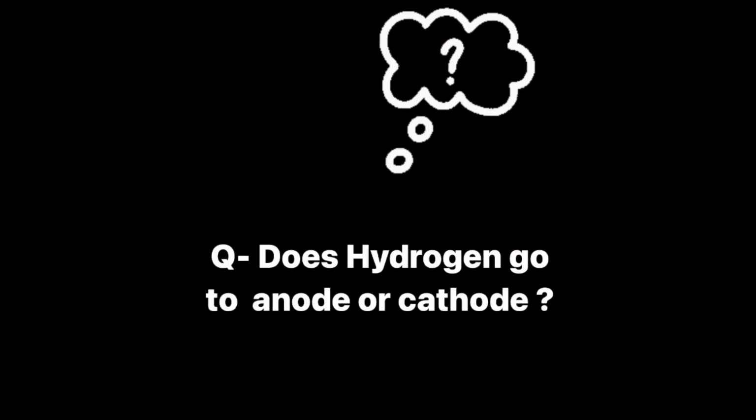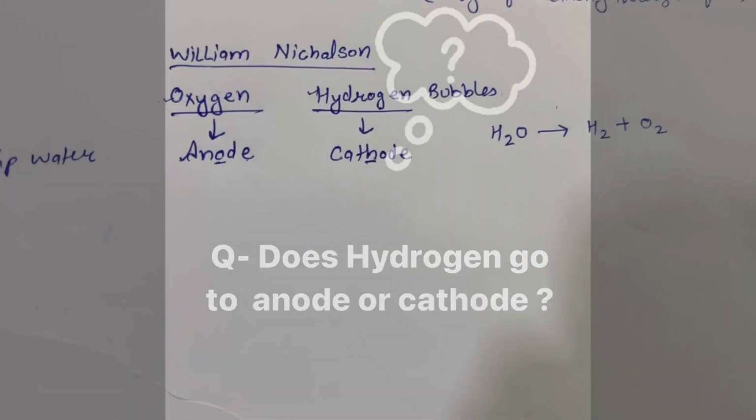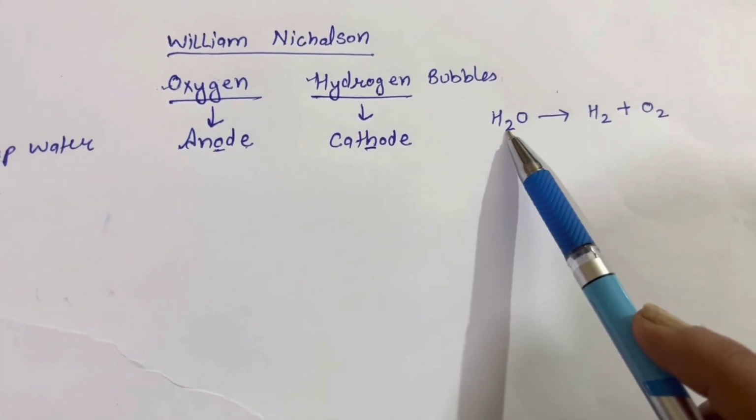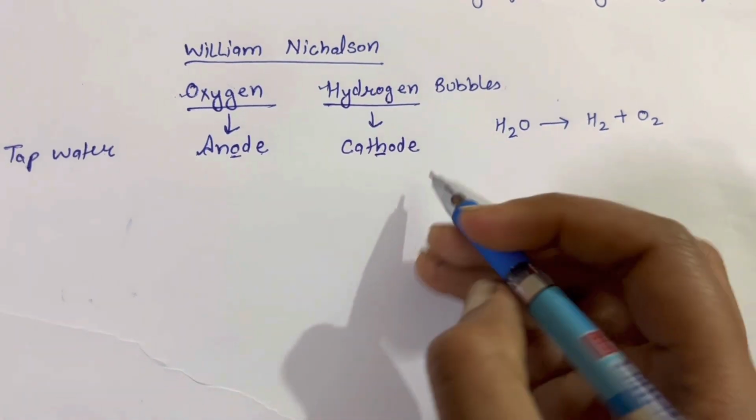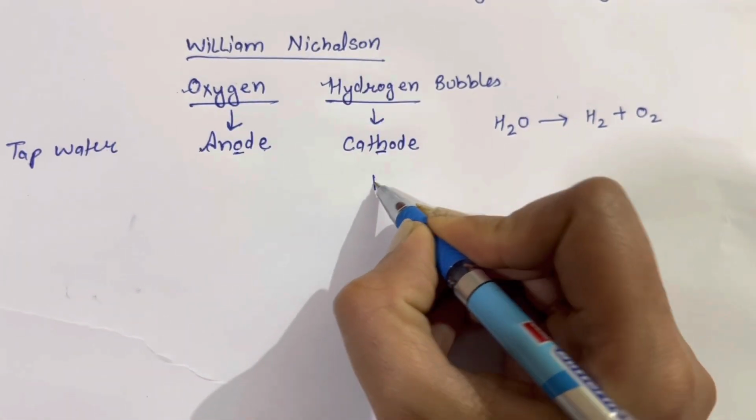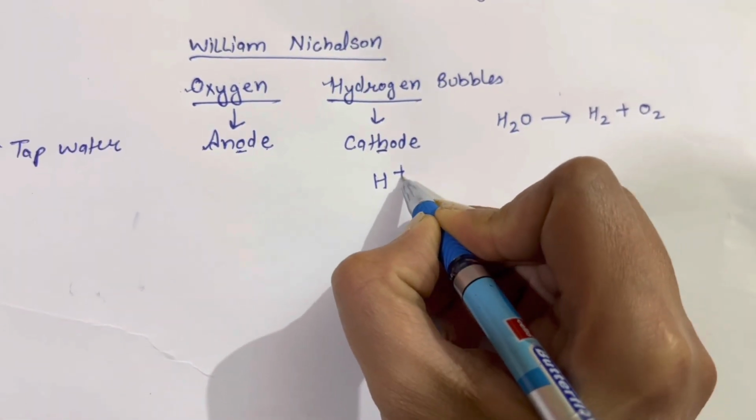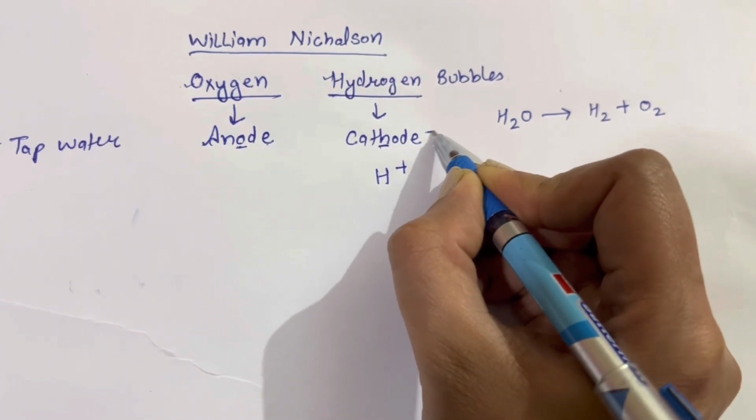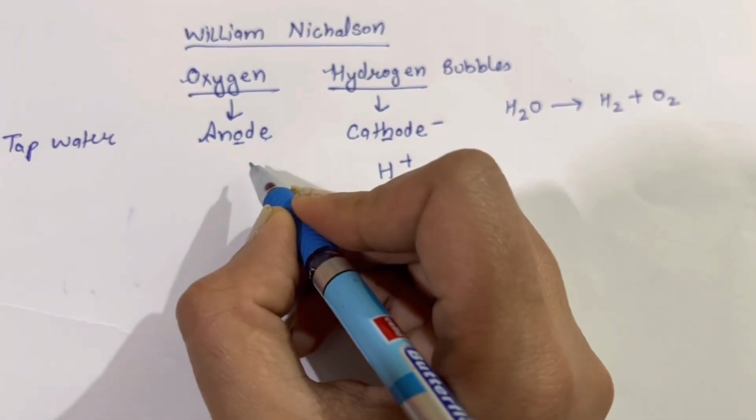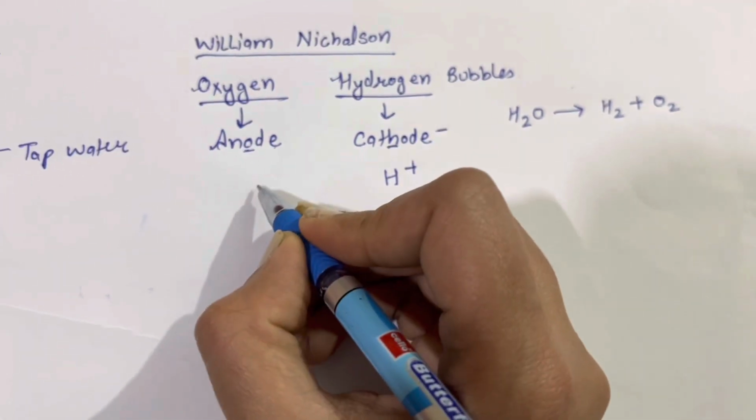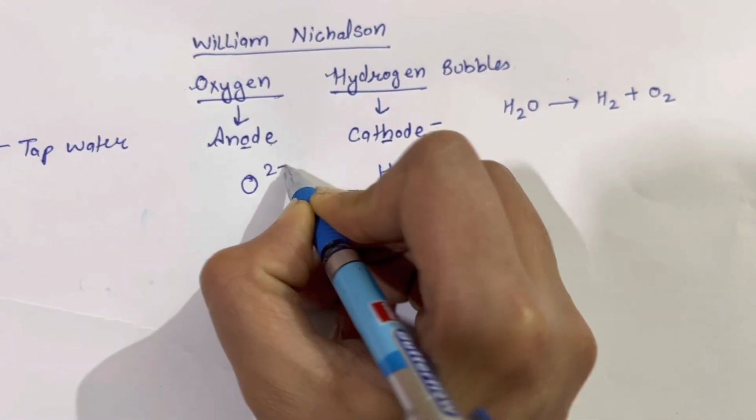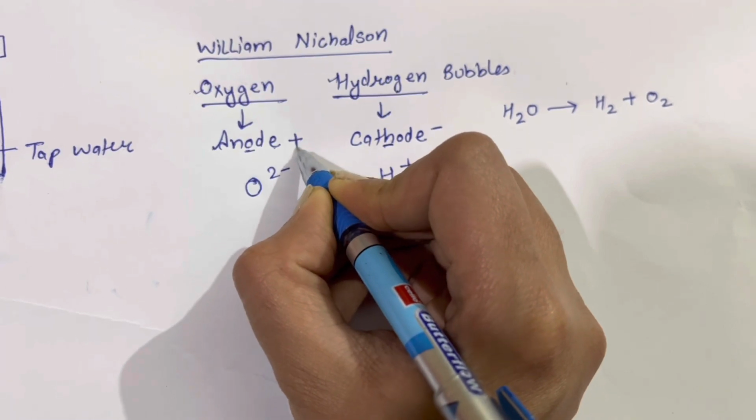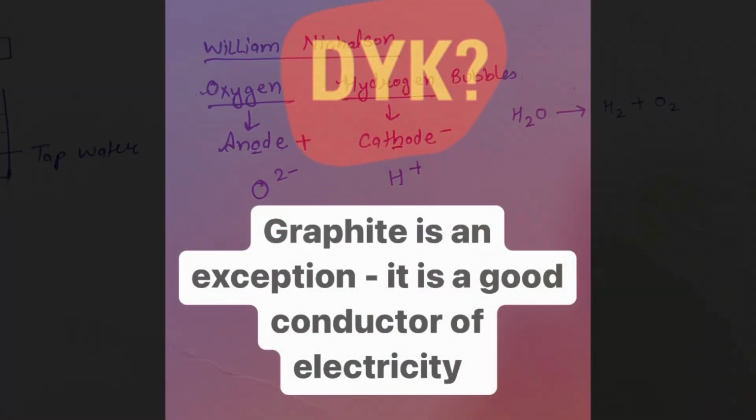Does hydrogen go to the anode or cathode? Let's see. Water decomposed to form hydrogen gas and oxygen gas. As you know, hydrogen forms H positive ions, so it will be attracted toward the negative cathode, and oxygen forms O2 negative ions, so the negative charge will be attracted toward the positive anode.